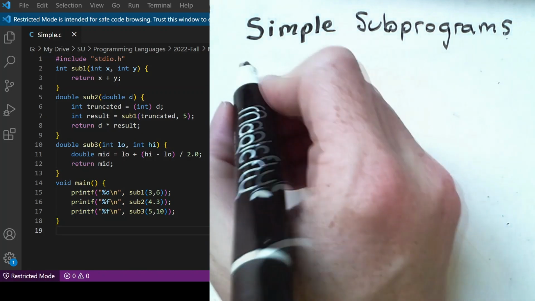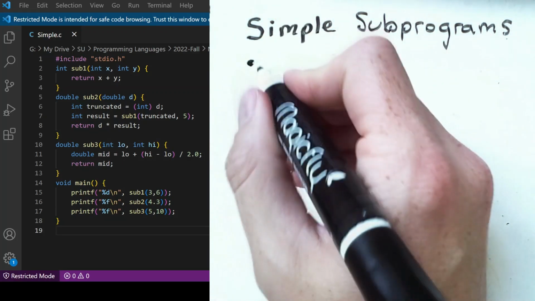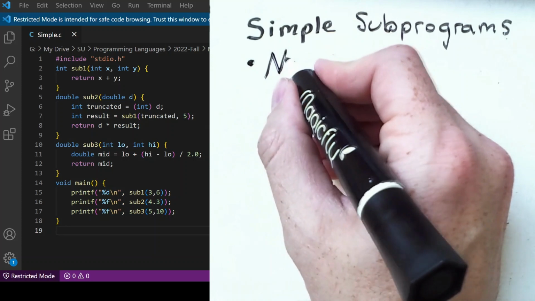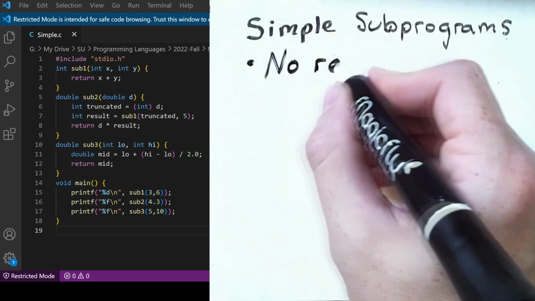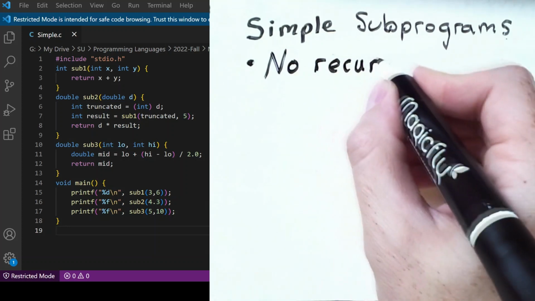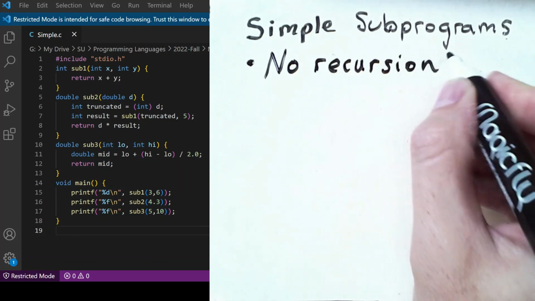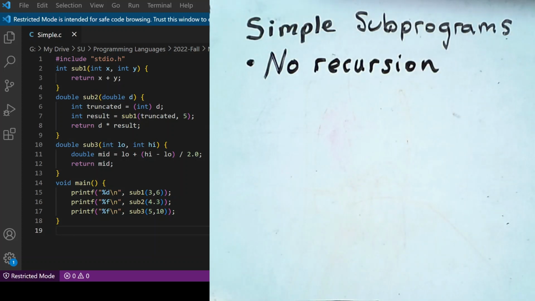Simple subprograms were present in the earliest programming languages. These are subprograms that do not support recursion. Because we do not support recursion, the implementation can be fairly simple.